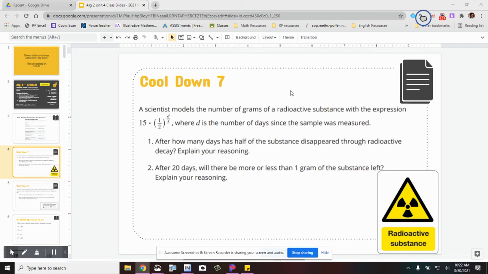All right, so our cool down for lesson 7 in our packet, we're just going to take a look at how we could interpret or how we could change and adjust so we have our different time spans.